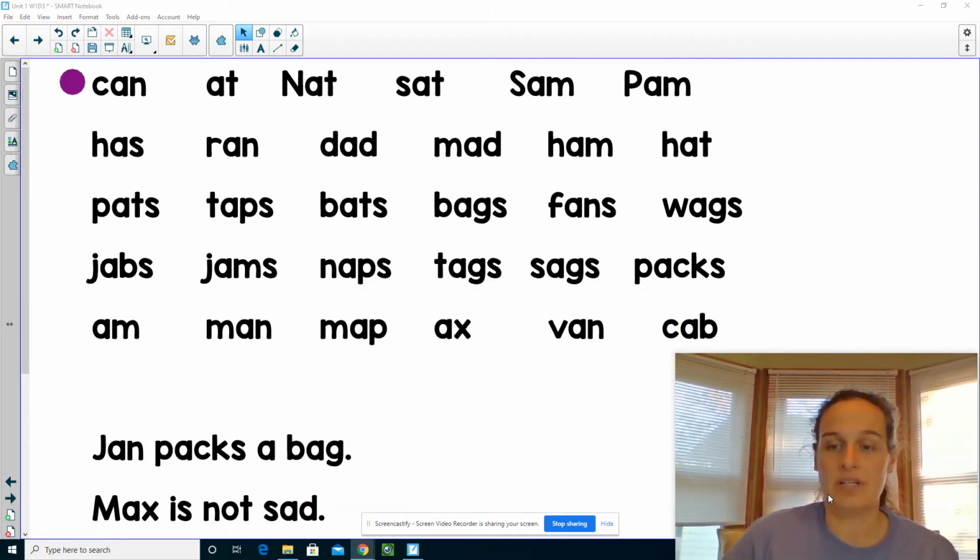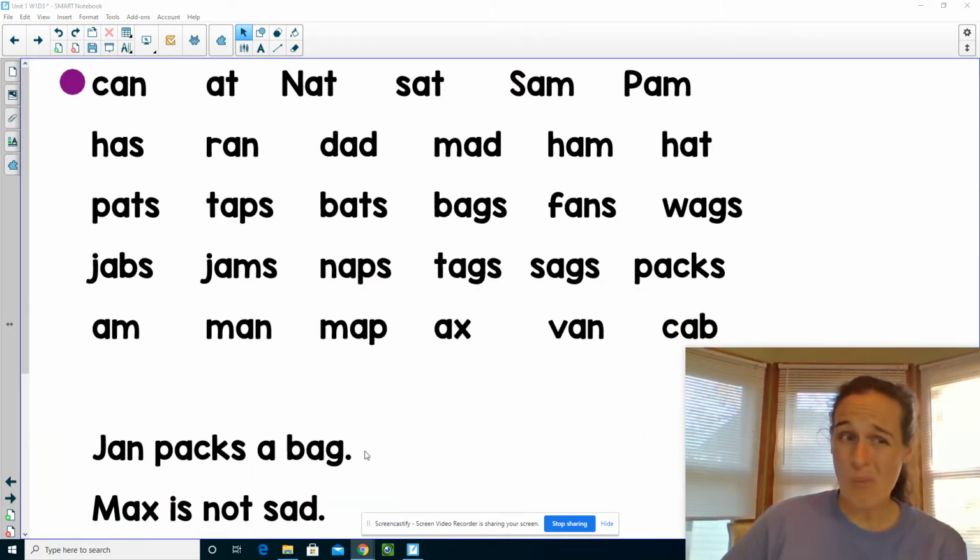Now we're going to go through each of these words, and you need to practice at home with me. So we're going to start up at the top, sound out the word, and then we'll say the word. So we're going to blend it together and then repeat it. K, a, n, can. At. Nat. At, sat, Sam, am, Pam, as, has, ran.